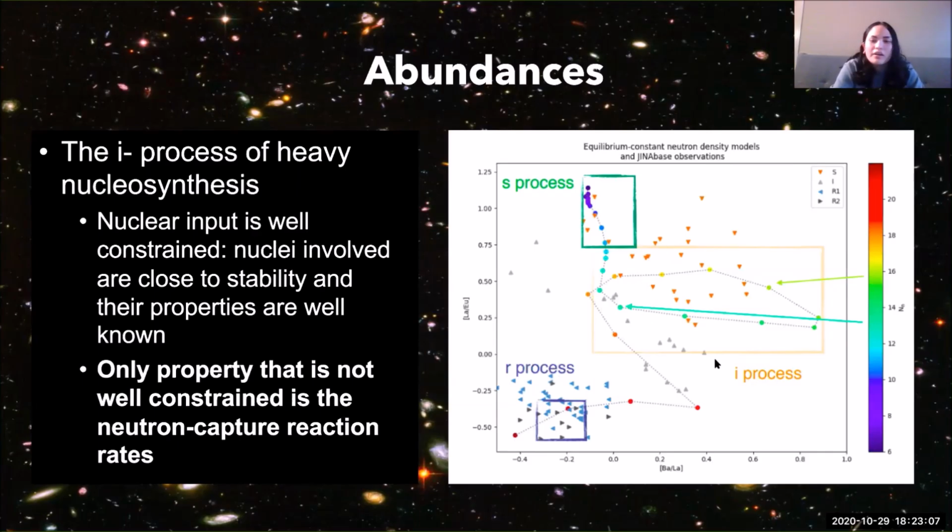The I process is around 10 to the 15th neutrons per cubic centimeter, and it's needed to explain these weird abundances. The I process runs along the isotopic chain really close to stable isotopes, and it's well constrained because of how close it is to stability. But the only property that we don't know in detail is the neutron capture reaction rates.